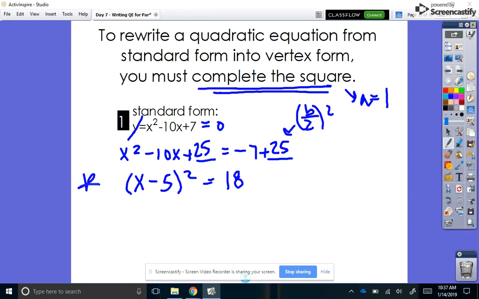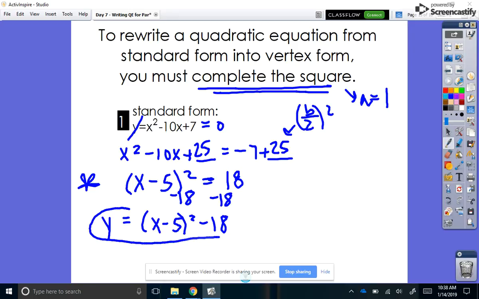Now, here's where it's different from normal completing the square. If I were completing the square to solve right here, I would take the square root of both sides, but I'm not completing the square to solve. I'm completing the square to write the equation in vertex form. So instead, right here, I'm going to subtract 18 back over here. So I have (x minus 5) squared minus 18, and that is vertex form. You can check your work by foiling this out and then subtracting 18 to see if you get what you started with.